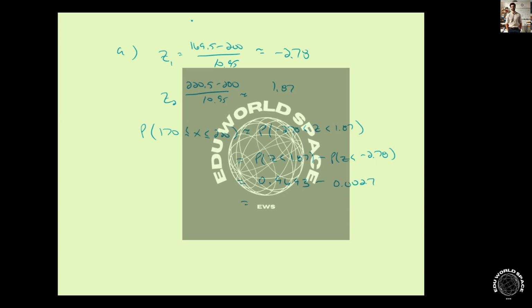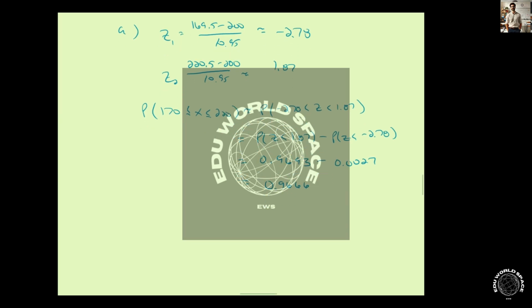And so 0.9693 minus 0.0027 is 0.9666, or 96.66%.